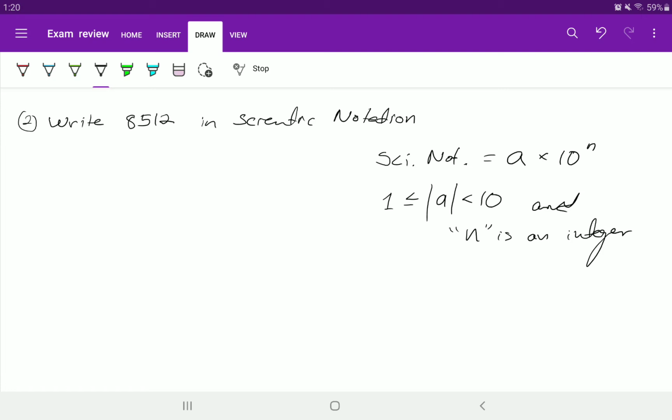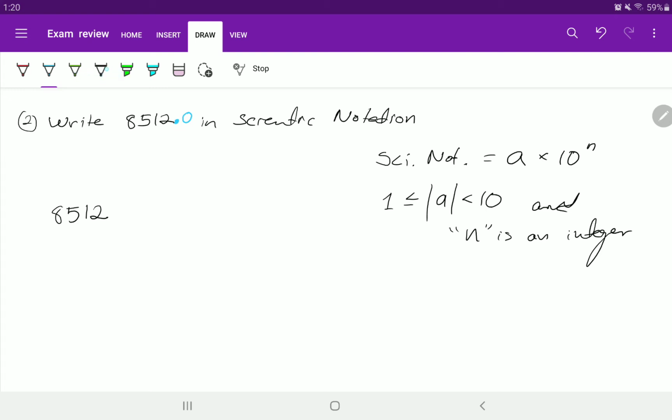Let's take my number, 8,512. This is a whole number. All whole numbers have a decimal, whether it is visible or invisible. The decimal here is invisible because there is an invisible decimal right here behind the 2. Okay, that is our original decimal.